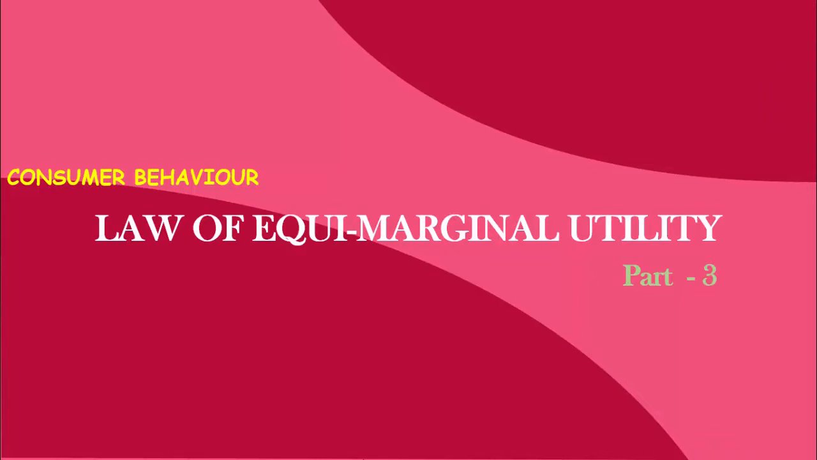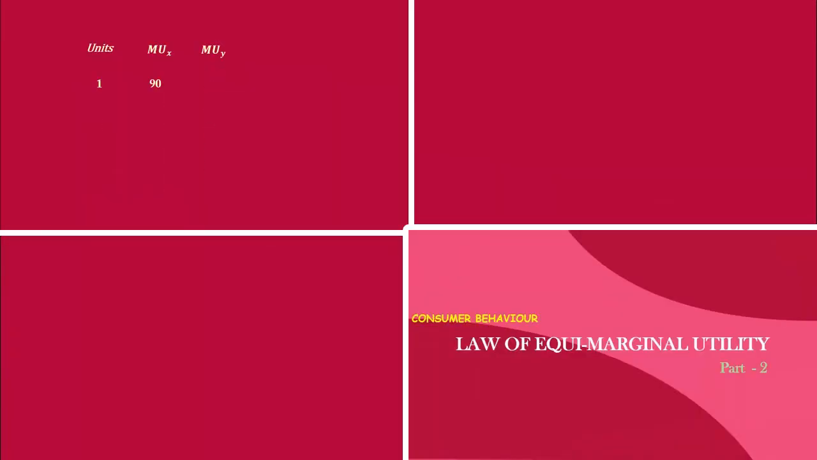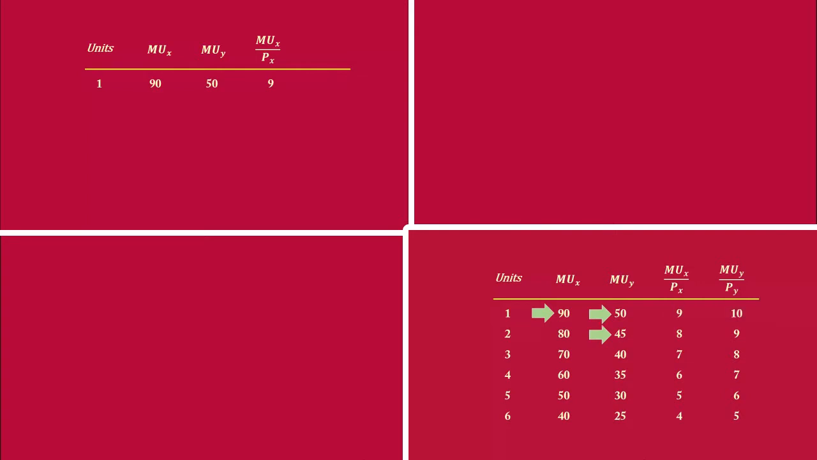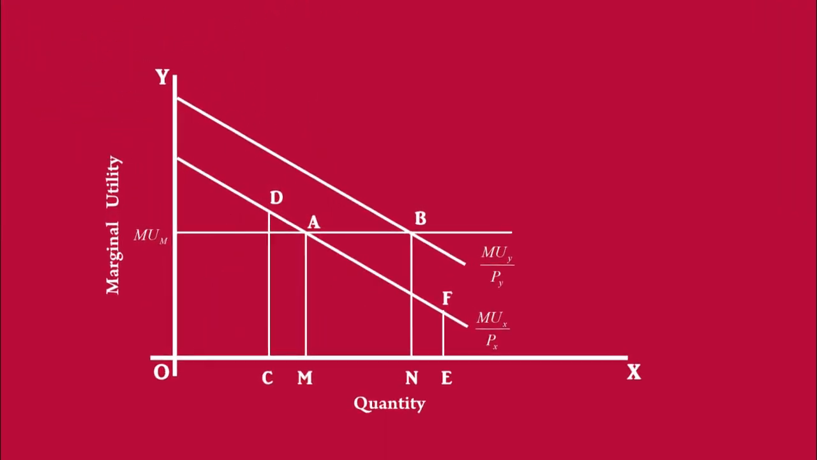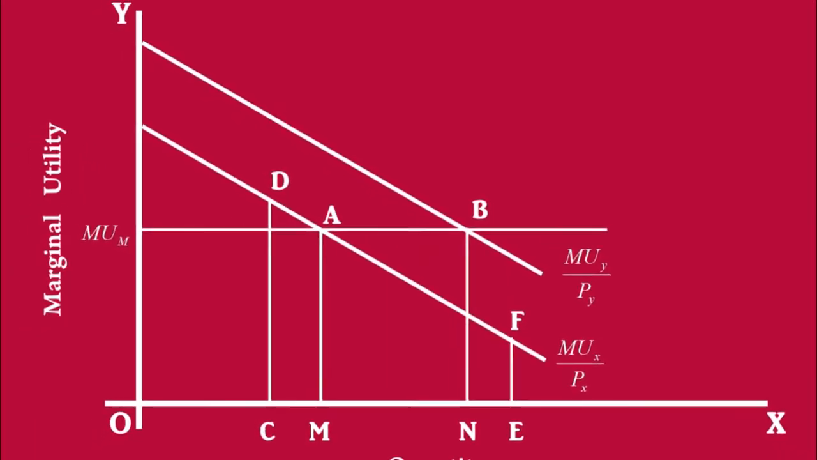Law of Equi Marginal Utility, Part 3. In Part 1, we have learnt the law and developed the utility schedule. In Part 2, using the table, we discussed how a consumer attains equilibrium. In Part 3, we shall use a graph and try to understand consumer equilibrium.